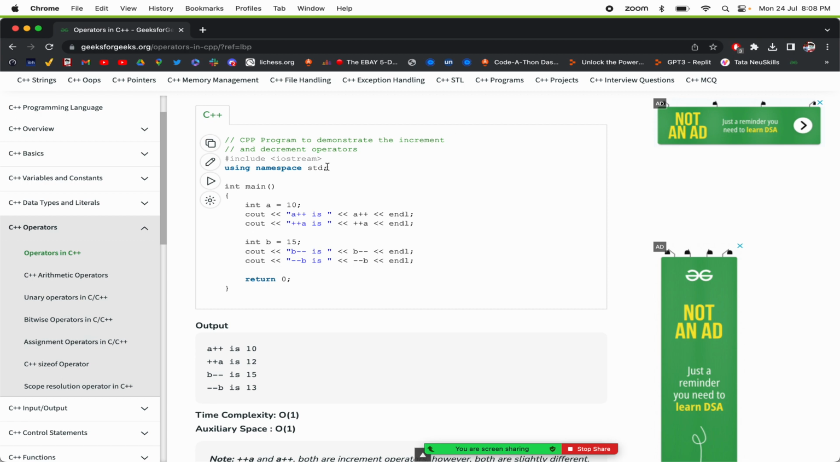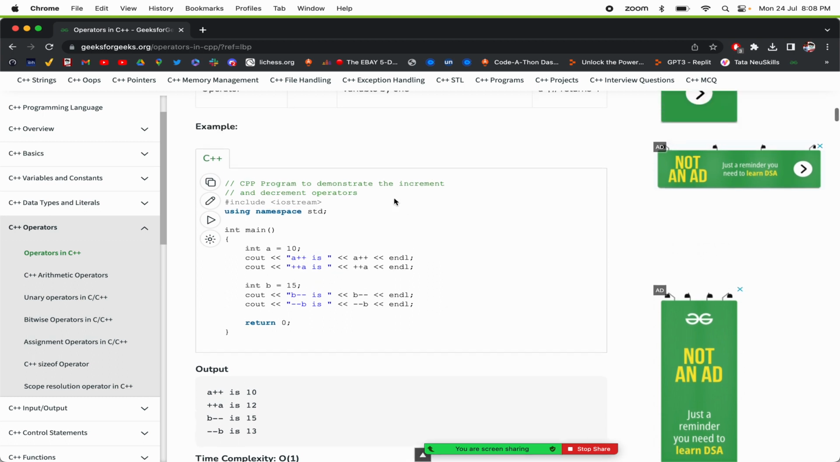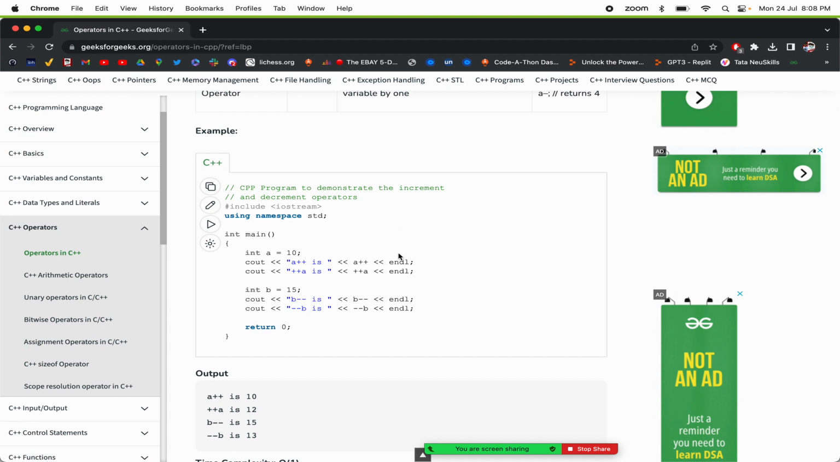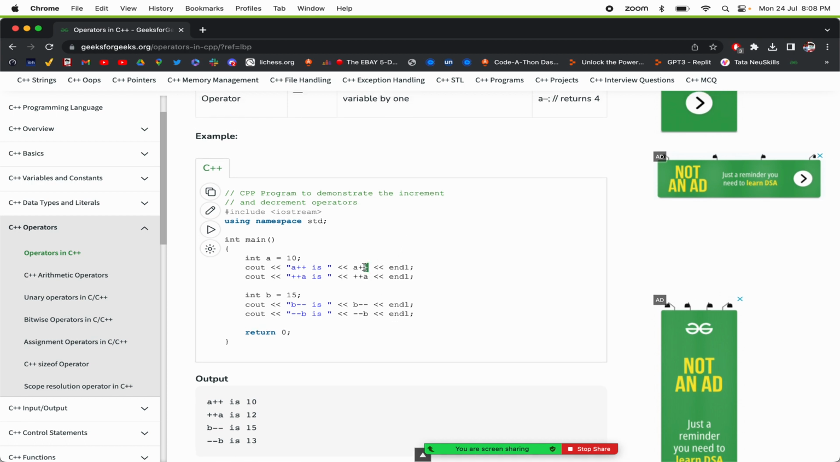Alright, so over here we have a variable a with value 10. We are then saying cout a plus plus, so we are just trying to show the value of a plus plus. So logically it should increment the value of a and then return that value. So logically it should return 11 over here, but no, it returns 10 because this is called postfix increment.